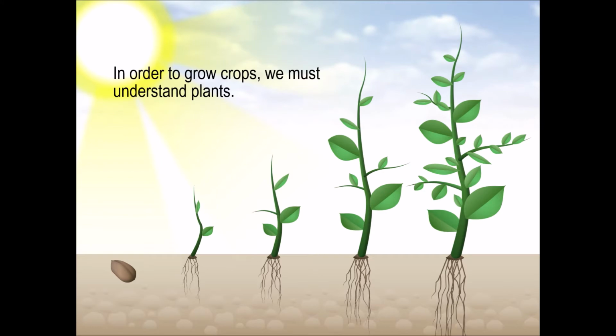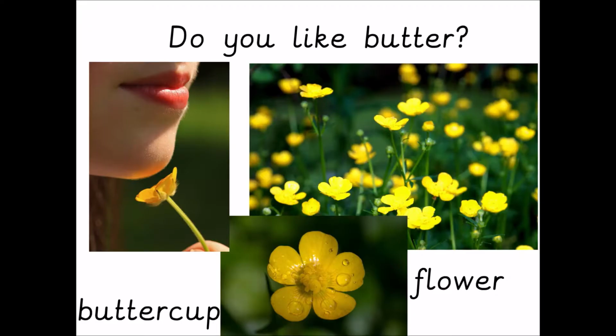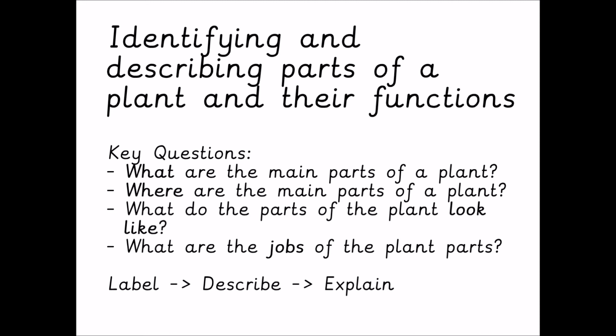However, in order to grow crops, we must understand plants. Remember, crops are a type of plant that grow for the purposes of food for people. We've talked already about how water moves around plants and about how plants germinate, so they grow from being seeds. And today we are looking at identifying and describing parts of a plant and their function.